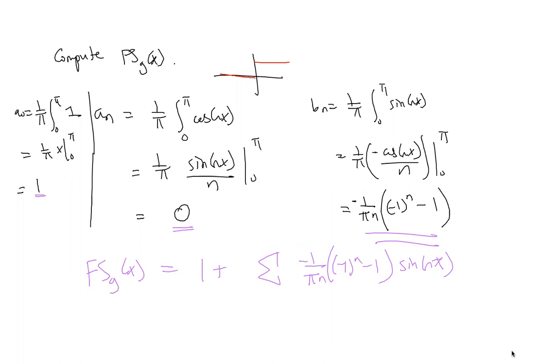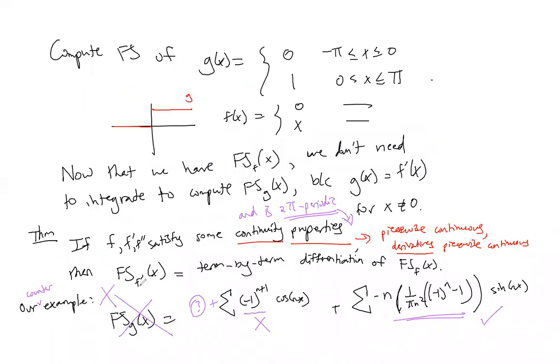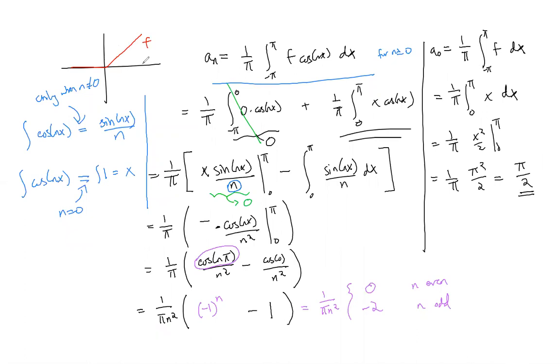Okay, and the reason you can't differentiate term by term is because f is not 2 pi periodic. So this is theorem 4, by the way, if you want to look at it in the book. What this means is that 2 pi periodic means that at pi and negative pi, these should be the same value.